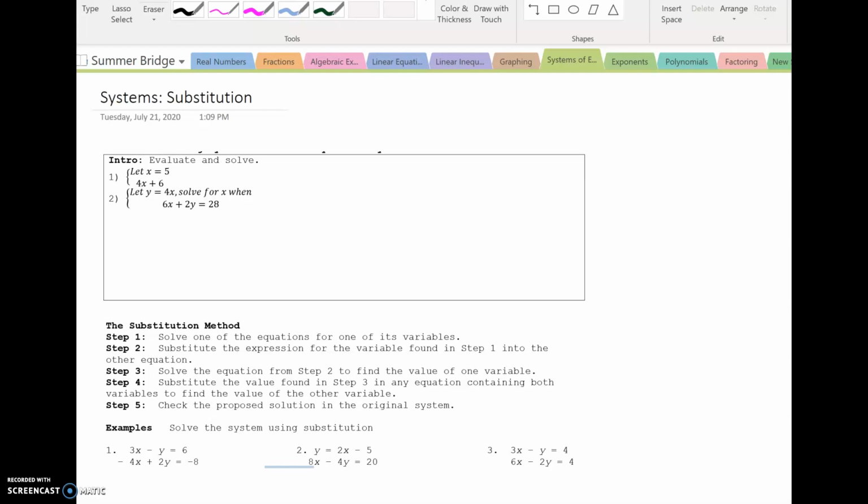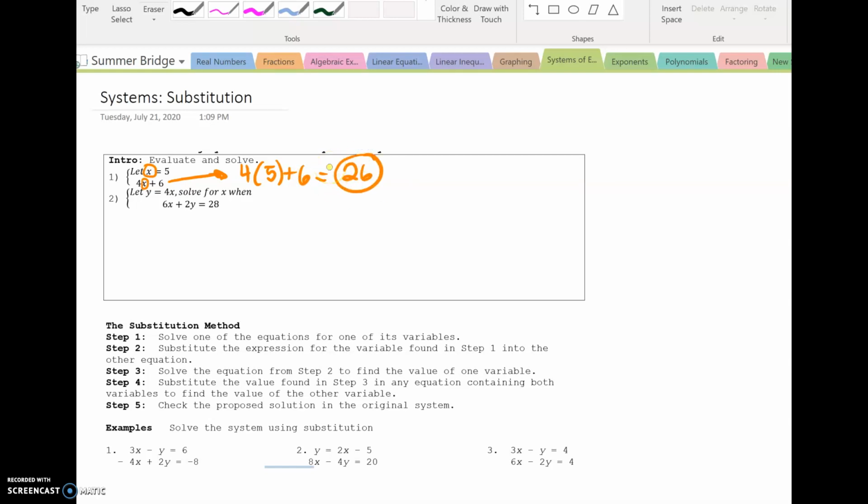So for example, in example 1, in the intro box, I have that x is equal to 5. And then I have the expression 4x plus 6, which means to say this x and this x are the same. So I can essentially replace the x in the expression with what I have defined x to be prior to that, which is 5. So that's what I'm going to do right over here. I'm going to say 4 times 5 plus 6, and that would equal 26.